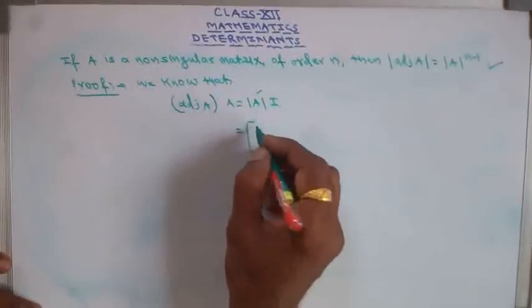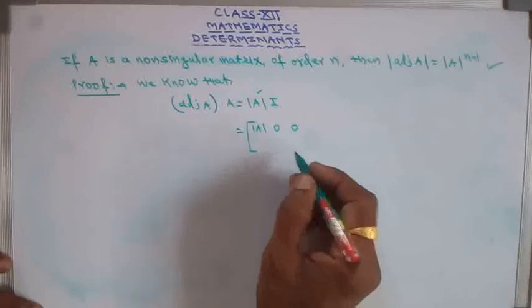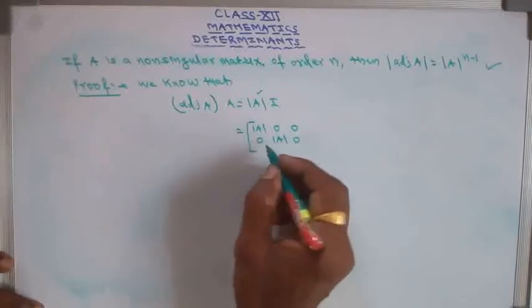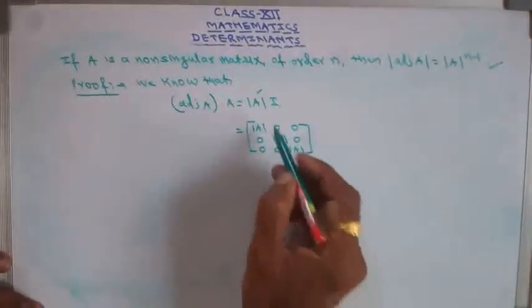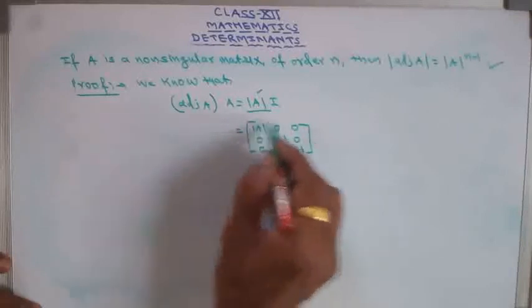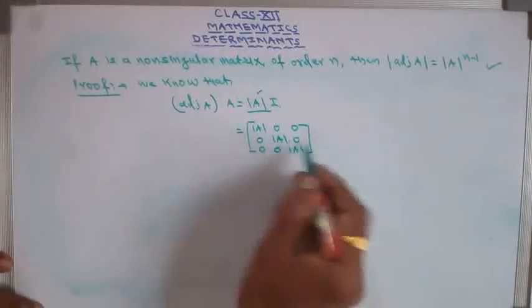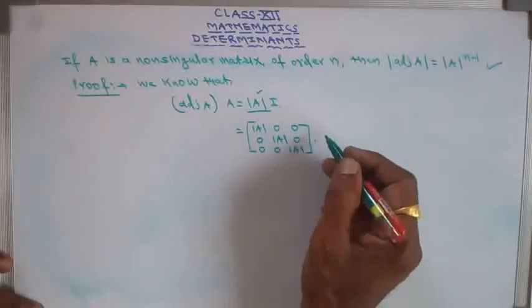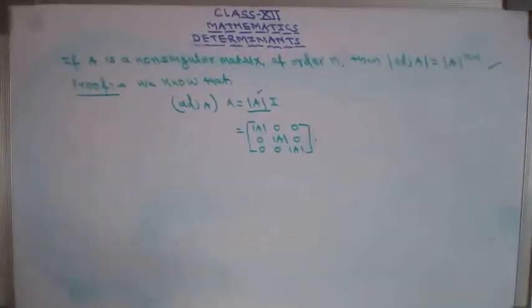determinant of A 0 0, 0 determinant of A 0, 0 0 determinant of A. In the first theorem we have proved this. How have I written this? This is the matrix. I can take determinant of A common from all the elements, so it will be determinant of A into I, where I means identity matrix. So determinant of A into I again gives determinant of A simply.